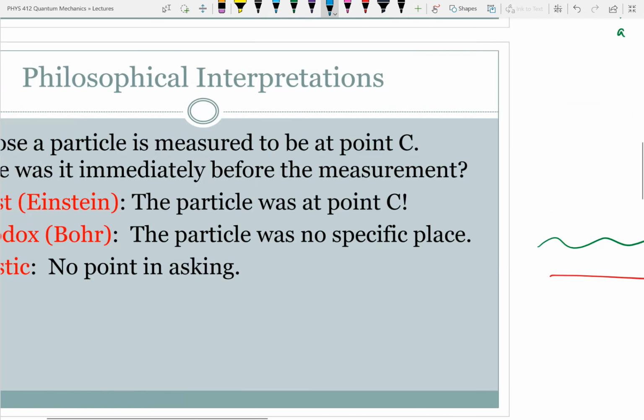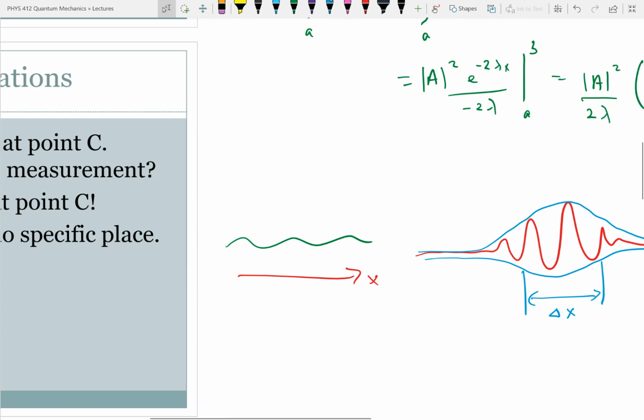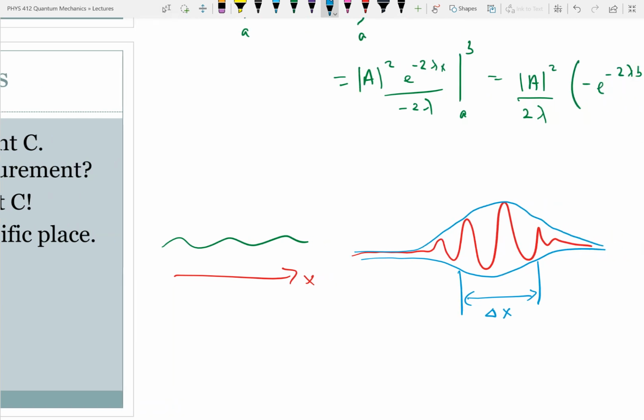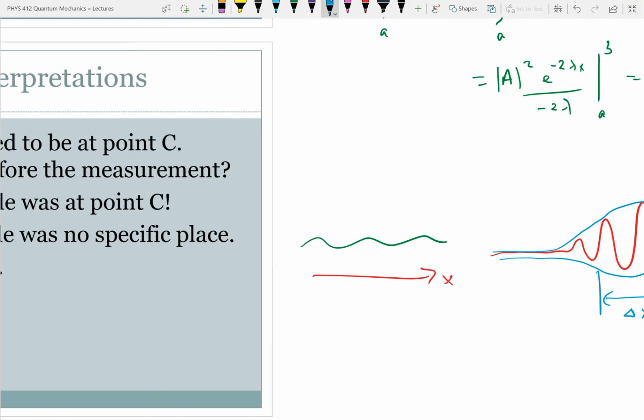And so Bohr says, we don't know the specific place. If we have this packet, we could say it's somewhere within this range, but we still don't know its exact position. And in this case, we know exactly the frequency, but we have no idea what its position is. So here, frequency is exact, position is perfectly unknown.